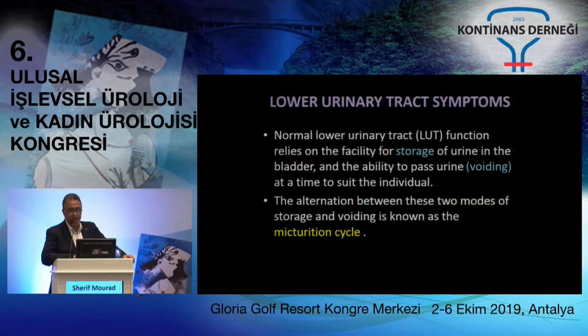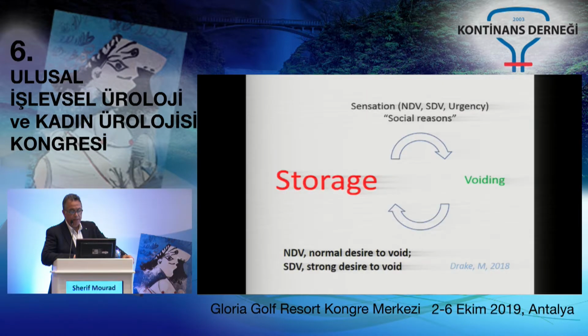So to start with, normal lower urinary tract function relies on the facility for storage of urine in the bladder and the ability to pass urine, which is voiding, at a time to suit the individual. The alternation between those two modes of storage and voiding is known as the micturition cycle. As you can see, storage takes most of the time of the micturition cycle, while voiding, we void like 3 or 4 times a day, but we store all the time.